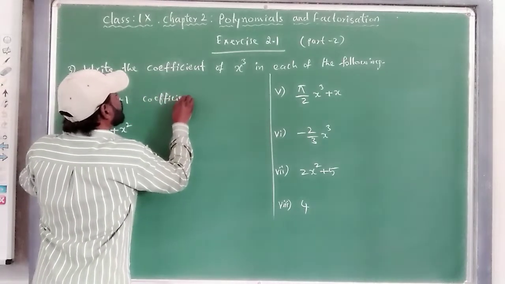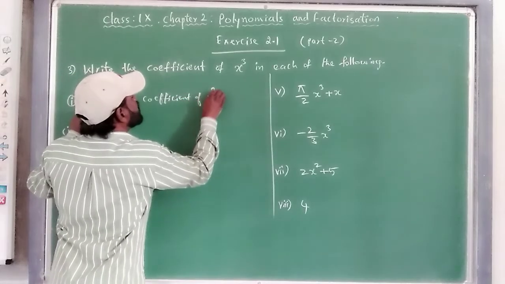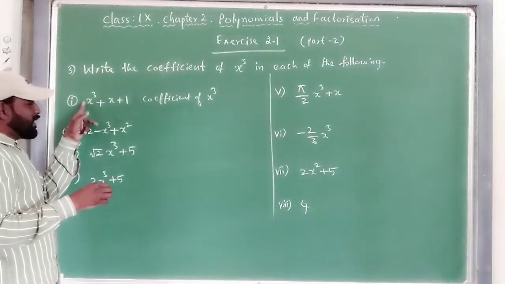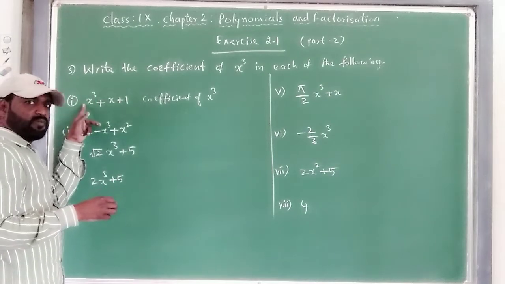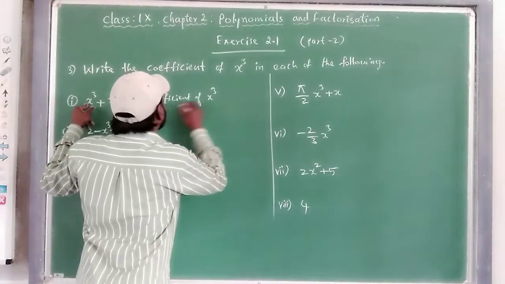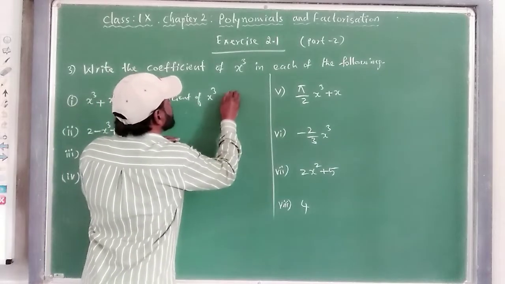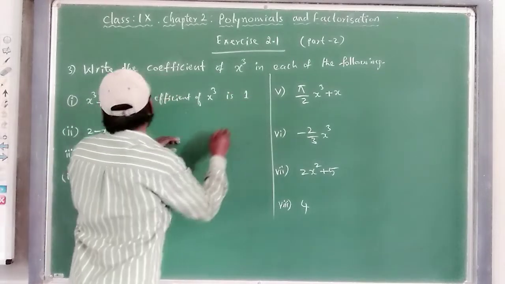Coefficient of x cube. What is it? Here no number is written, but there is 1. 1 into x cube is x cube. That is why the coefficient of x cube is 1 here.